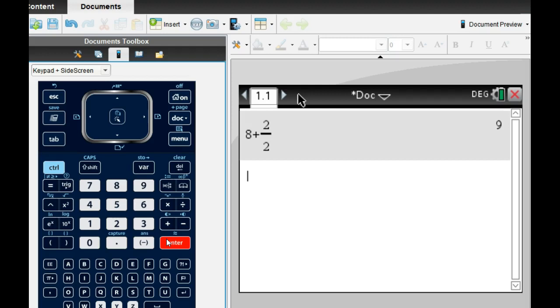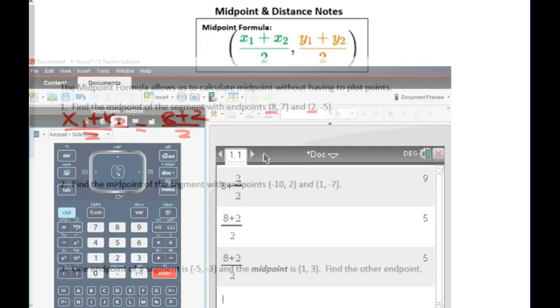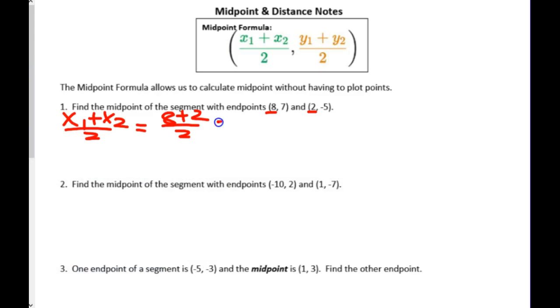So do y'all know how to make it into a fraction? What do I press? Control divide. 8 plus 2 on top. And then 2 on the bottom. Then you hit enter. It should be 5. Or you can do parentheses, 8 plus 2 parentheses divided by 2. That's another way. It turns it into the original way. So again, please, if you use the calculator, you have to type it in correctly. So back here, 8 plus 2 divided by 2 is 5.